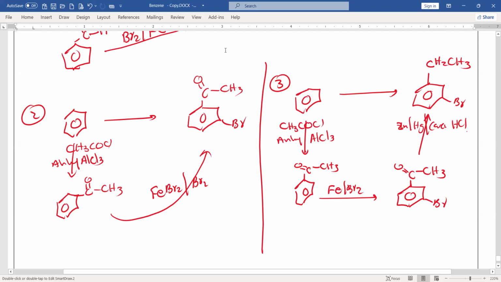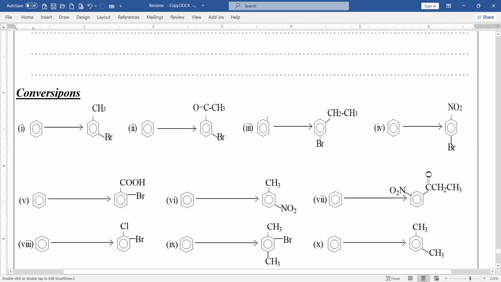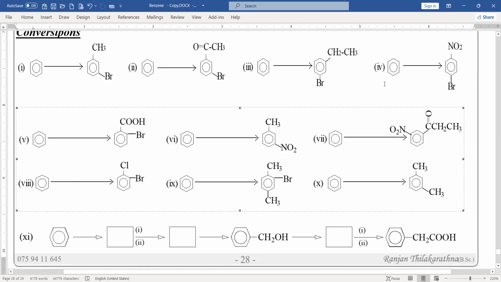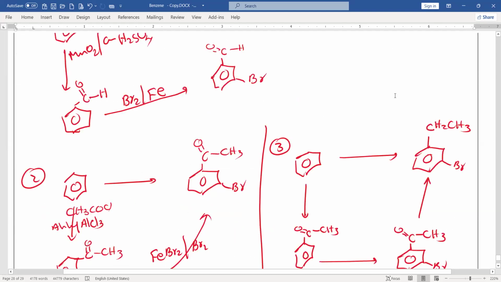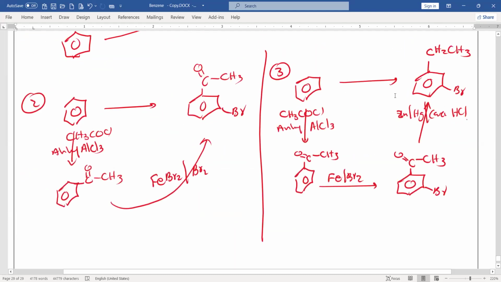Next, the fourth one. This is the third one. Then the fourth one is this one, nitro to bromine. In this case, those are in para to each other. Let's move to the next, then, the fourth one.